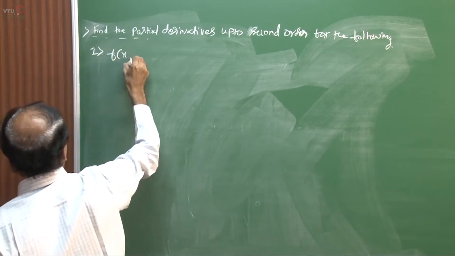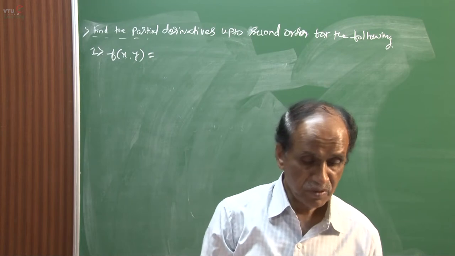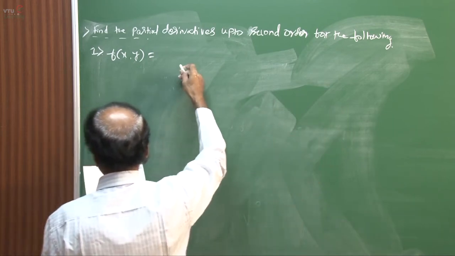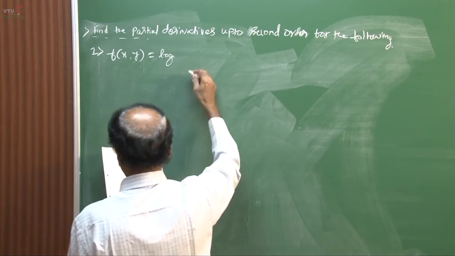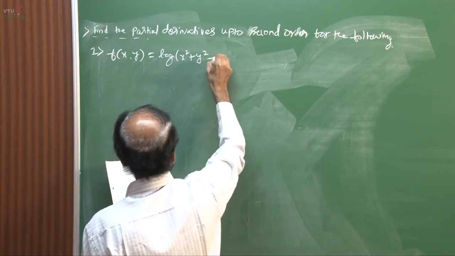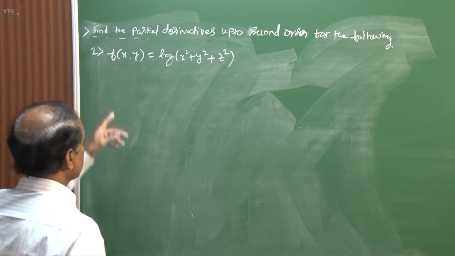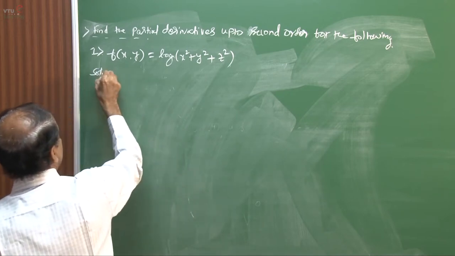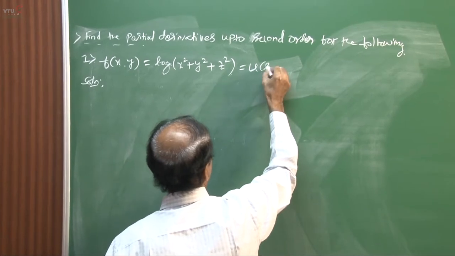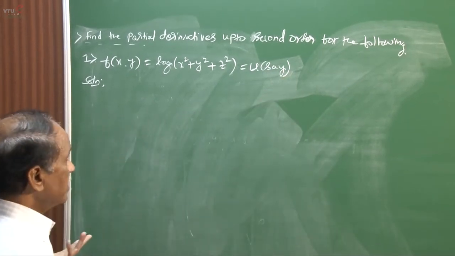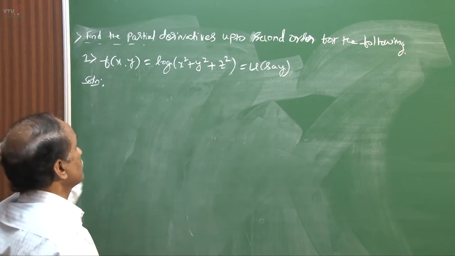If you take f of x, y is equal to, any problem you can choose, any functional relation you can choose. So the problem goes like this: a functional relation in the form of more than one variable, that is log of x square plus y square plus z square. Then how these partial derivatives will play the role for this function. But first of all, you have to represent this by a symbol like u or v or any other symbol, because x, y, z you cannot use, as they will act as independent variables, but the dependent variable is only u.